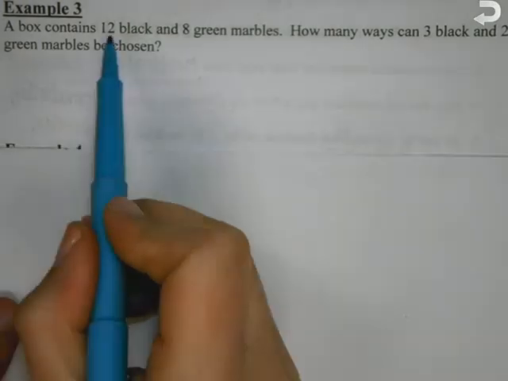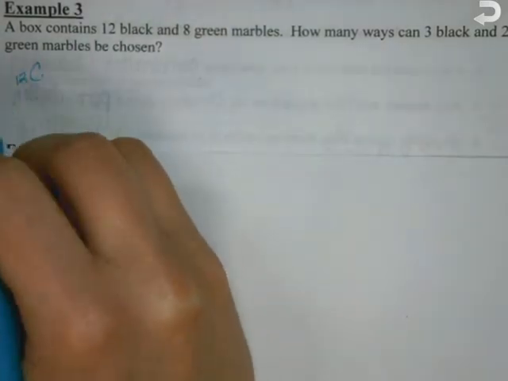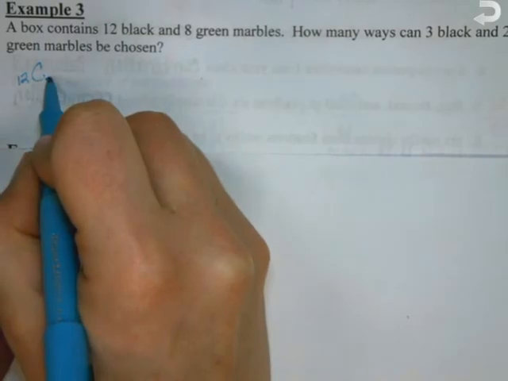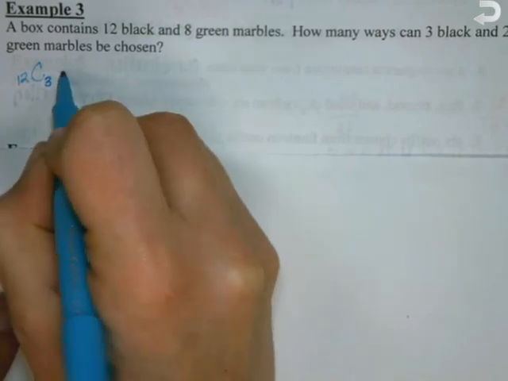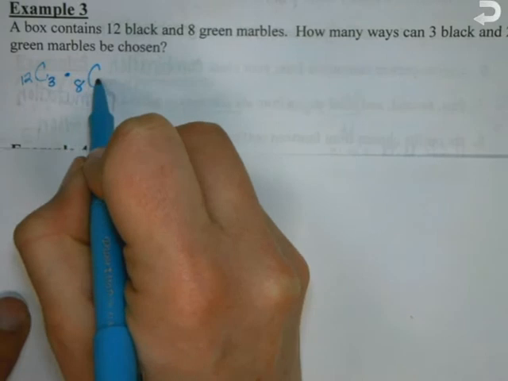But I have 2 different combinations going on here, right? So we're going to have to multiply them together. What's the first combination? Let's do black marbles. 12 C, how many are we choosing? 3. Times green marbles, how many green marbles are there? 8. Combination, how many do we want to choose? 2.